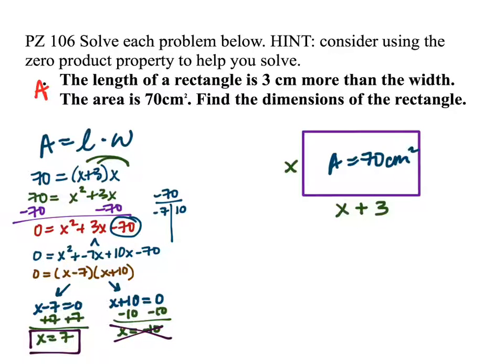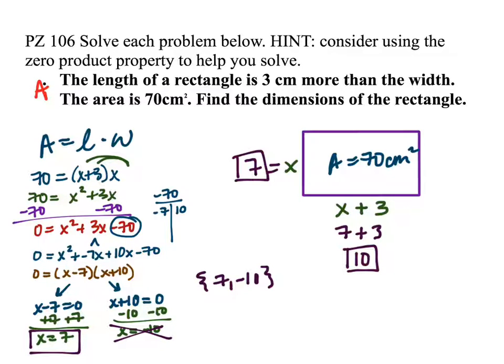So normally if we were to write this using zero product property, we would say with squiggly brackets, the solution was 7 comma negative 10. But here, the only solution that's reasonable is 7. So if I go 7 plus 3, I get 10 for that side length and 7 for that side length.